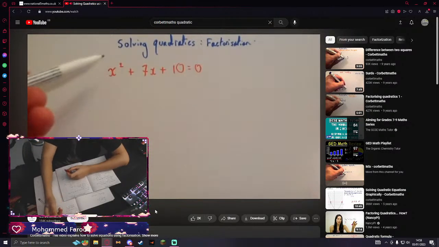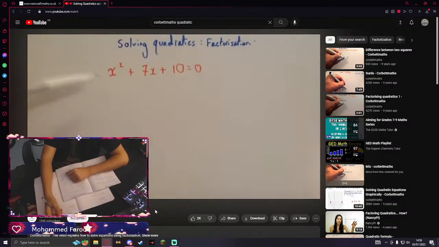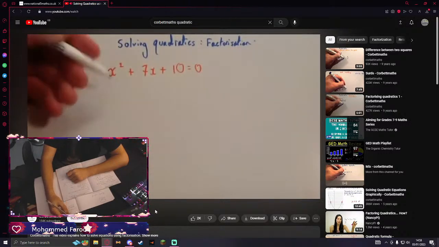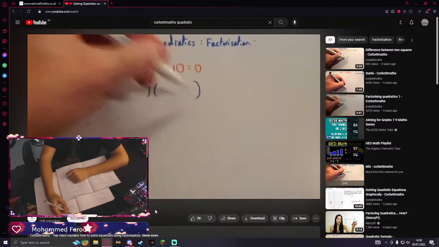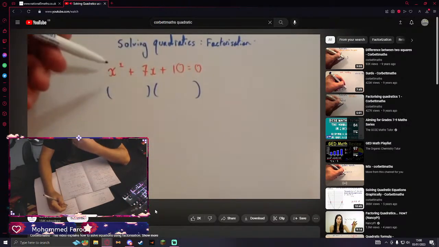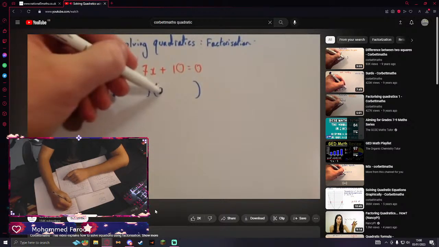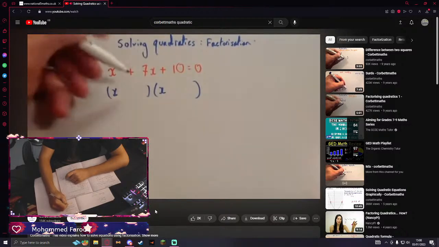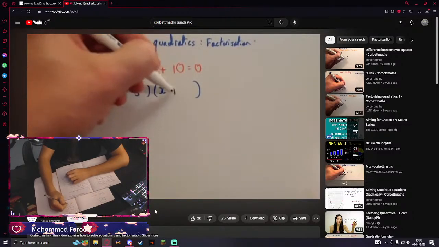So the first thing you want to do is to factorize the quadratic, obviously whenever it equals 0 though first, okay? So you factorize the quadratic, so you put bracket, bracket, bracket, bracket. You should remember how to do this. If you don't know how to do it, again, watch the video. So you're going to put x at the front of both brackets. The two numbers will times together to give you 10, add together to give you 7, so it's going to be plus 5 and plus 2.